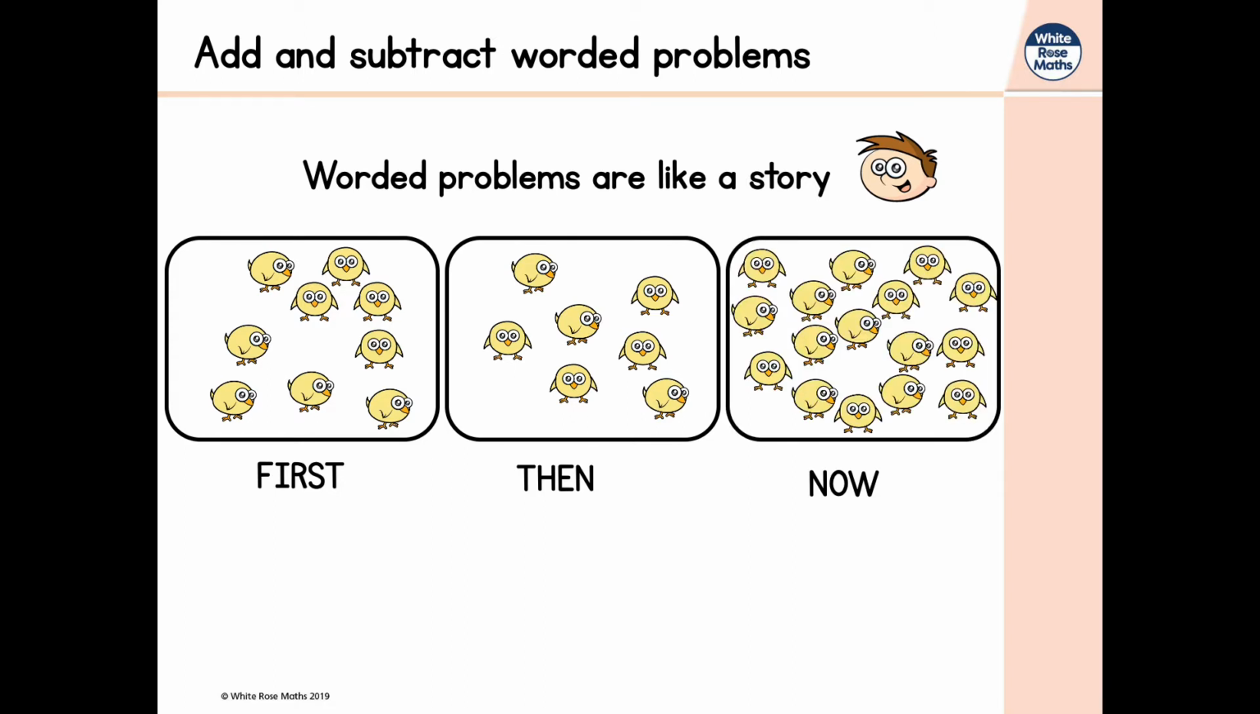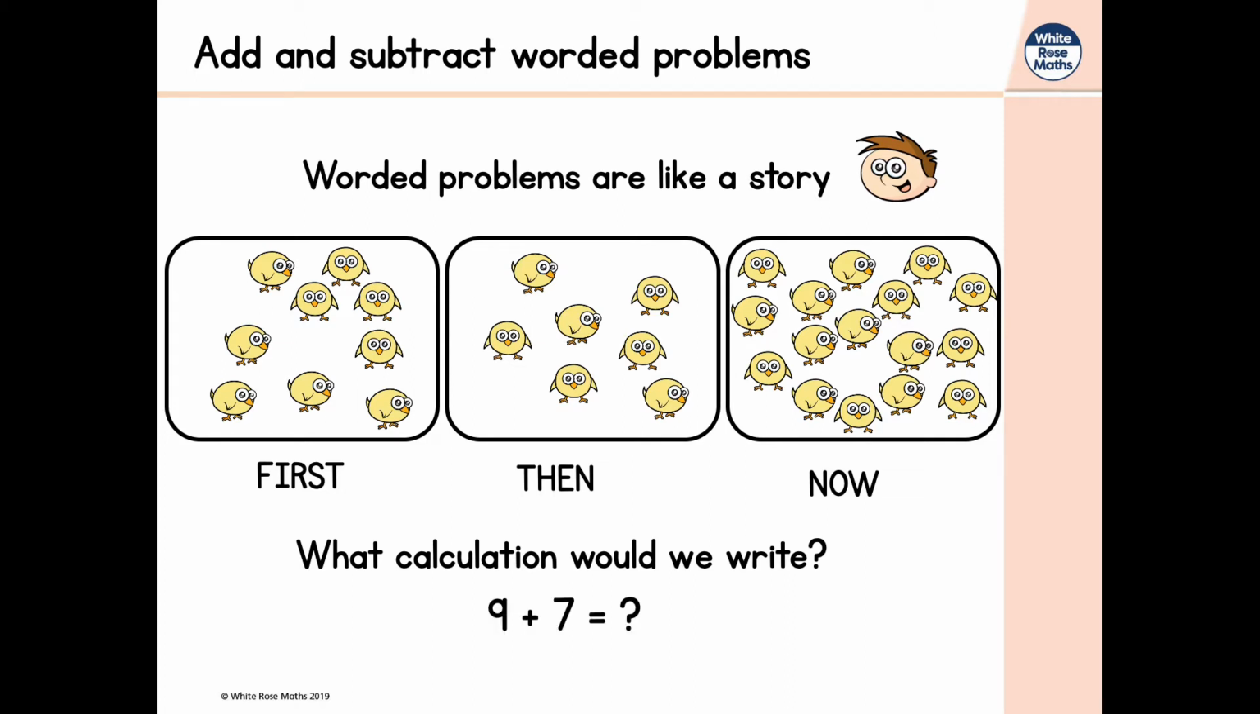And now, we have a lot of baby chicks. But before we figure out how many there are, let's think about what calculation we would write. First, there were 9 chicks, then 7 more hatched, and now, I think this is an addition question. I'd write down 9 plus 7 equals something. I'm going to get you to pause here and count how many there are now. And when you're ready, come back. We'll see if we got the right answer.